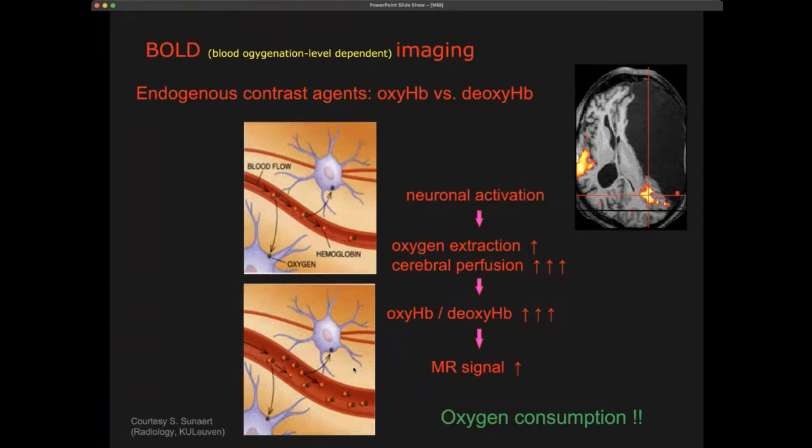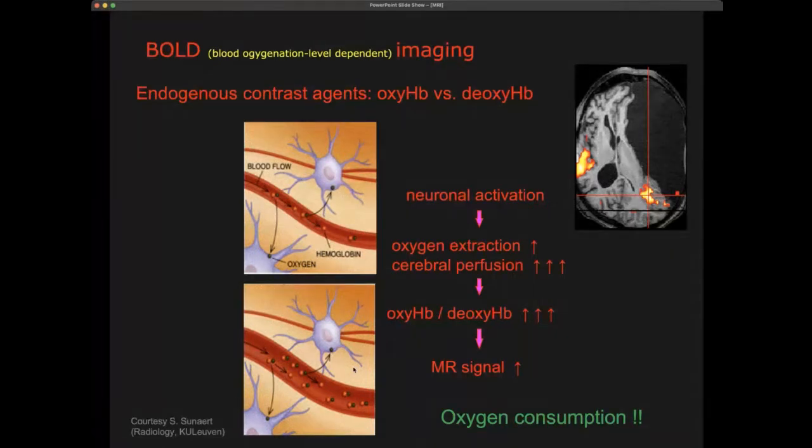What you actually see is that the magnetic properties of hemoglobin change depending on whether it's oxygenated or not. Oxyhemoglobin, when oxygen is bound, behaves slightly differently magnetically from deoxyhemoglobin, when it has given away the oxygen to the tissue. And this is something that we can try to use, the different properties of these two.